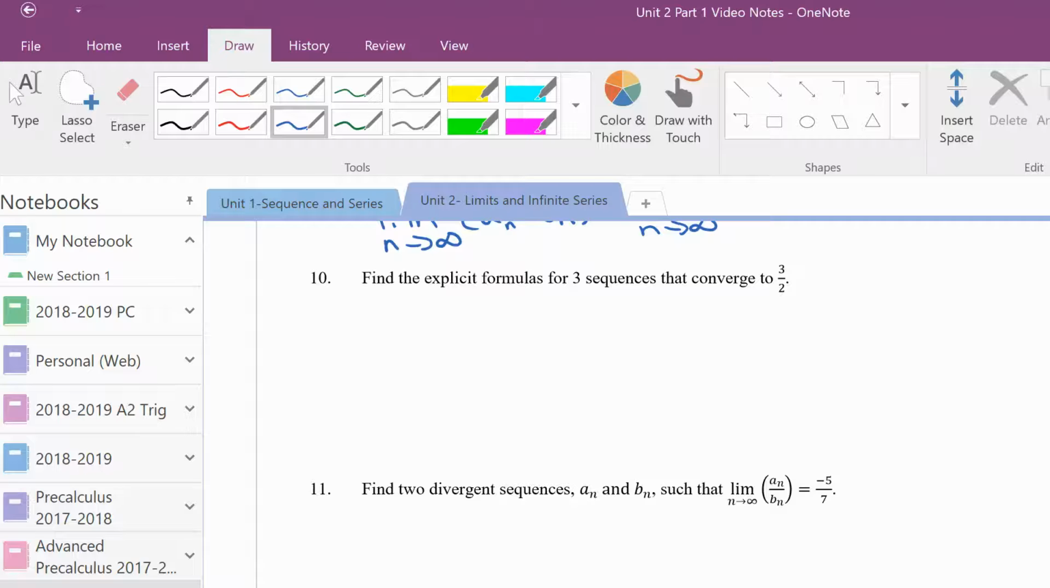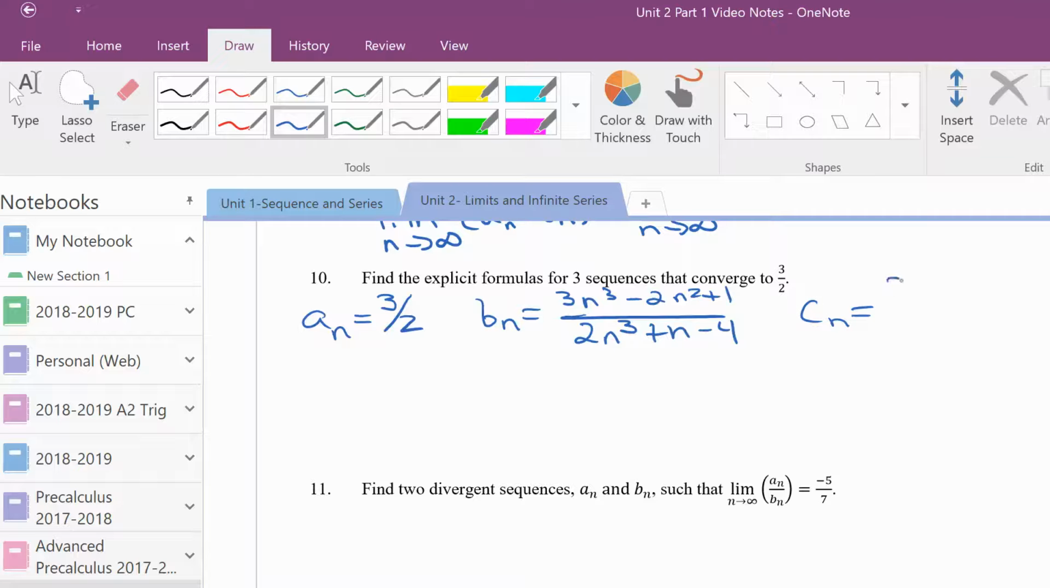Find the explicit formulas for 3 sequences that converge to 3 halves. So one sequence would just be the constant sequence of 3 halves. Another sequence would be if I had 3n to the 3rd minus 2n squared plus 1 over 2n to the 3rd plus n minus 4. By observing higher powers, you know the limit would be 3 halves. Or c sub n equals 3 halves plus 1 over n squared, because this limit here would go to 0.